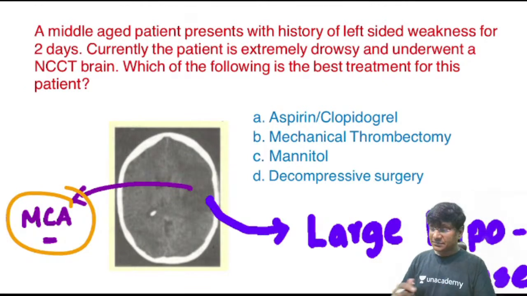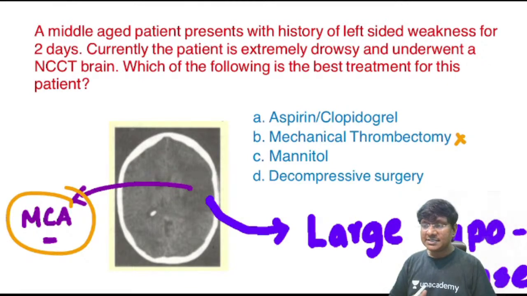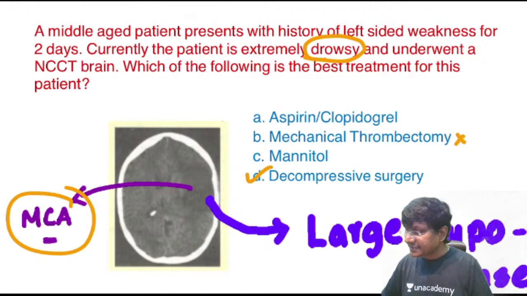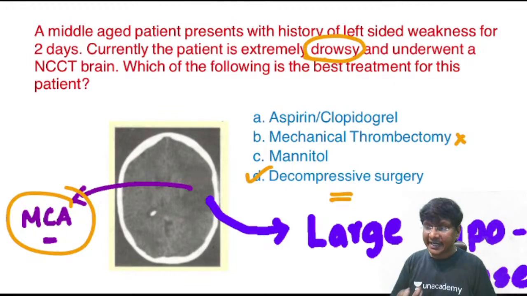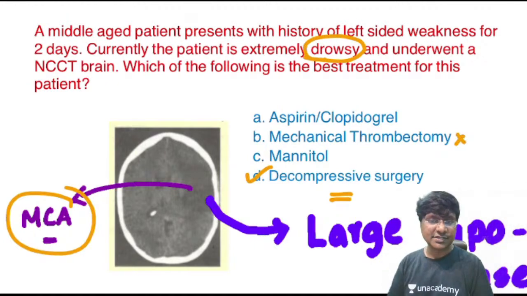So, what is the history? Almost like 2 days, right? So, can you do thrombectomy? No. If you want to do mechanical thrombectomy, that should be done within 8 hours. Now, because of the midline shift, the patient is very drowsy. So, this patient has to undergo the decompressive surgery or decompressive craniotomy. Otherwise, the drowsiness keeps on increasing and the individual may get arrested as well. So, the answer is the decompressive surgery, right?